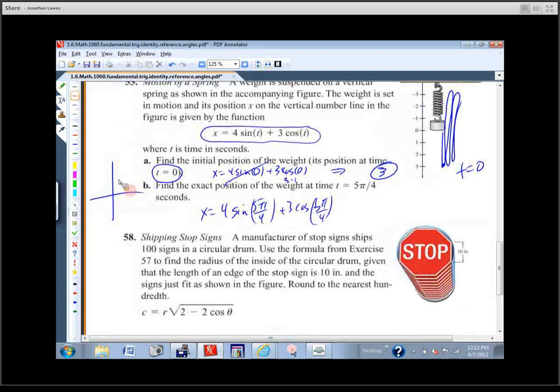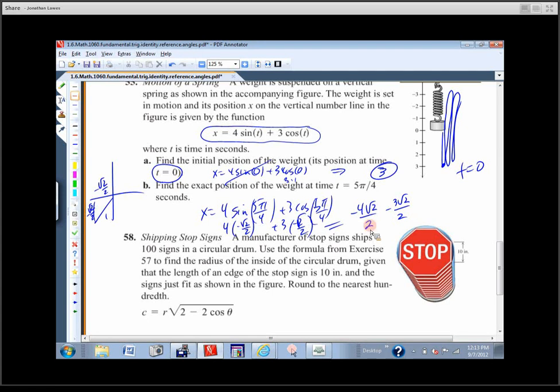5 pi fourths is down here, right? 45 degree or pi fourths reference angle. That's 1, that's radical 2 over 2, that's radical 2 over 2, that's negative and that's negative. They both happen to be negative in this case. So this is going to be 4 times negative radical 2 over 2 plus 3 times negative radical 2 over 2. Let's see, what do we end up with here? Negative 4 radical 2 over 2 minus 3 radical 2 over 2.